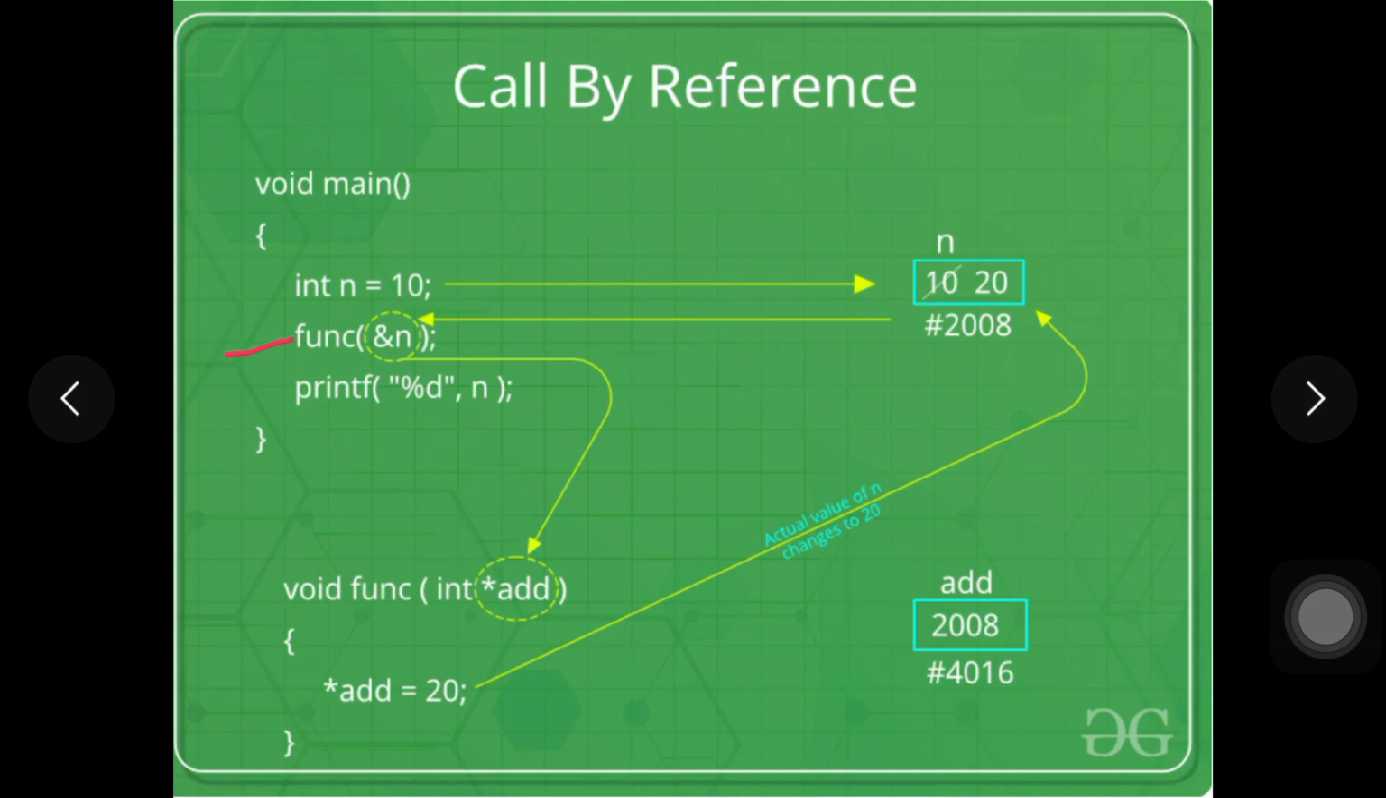That means you are passing ampersand n, the address of variable n, to the function here. As soon as you send the address, you can see in the figure that n has the value 10 and the address 2008. So the address 2008 will be passed to the called function here.